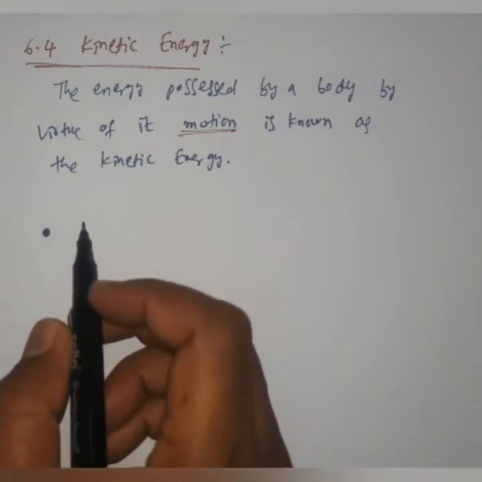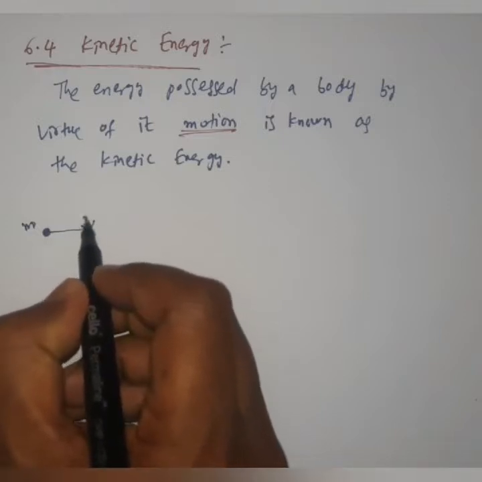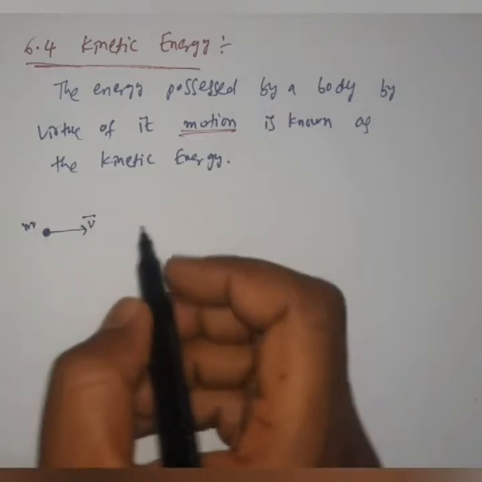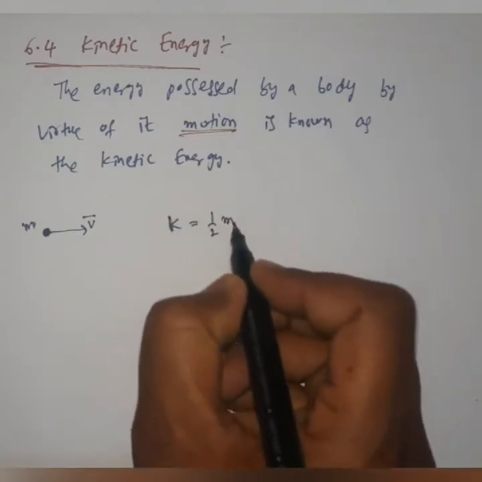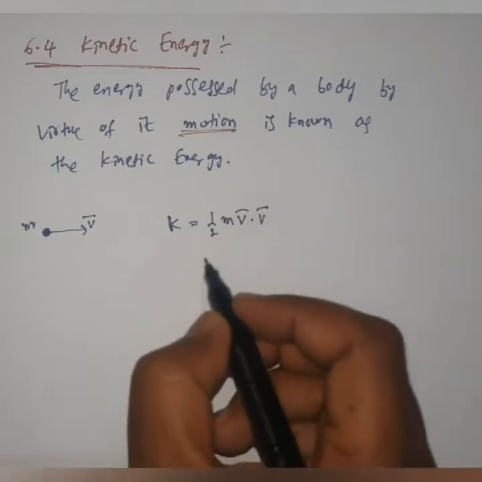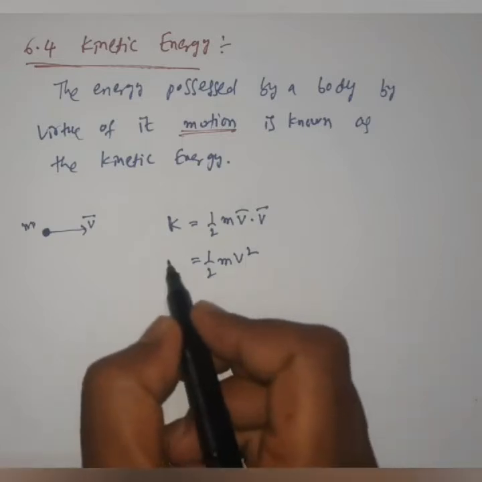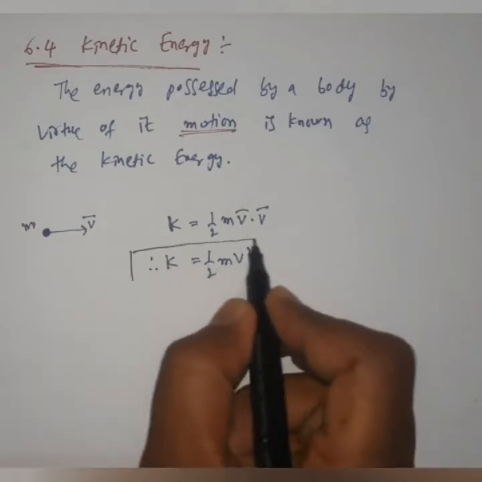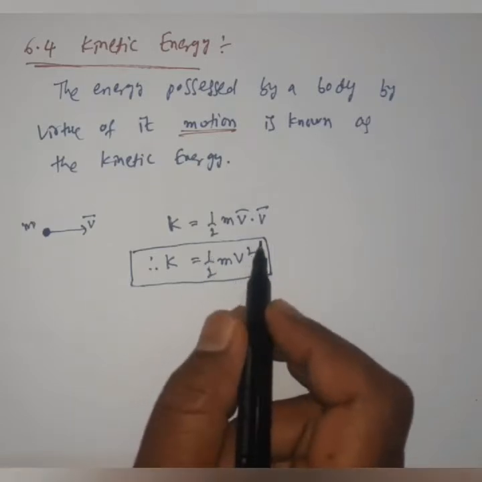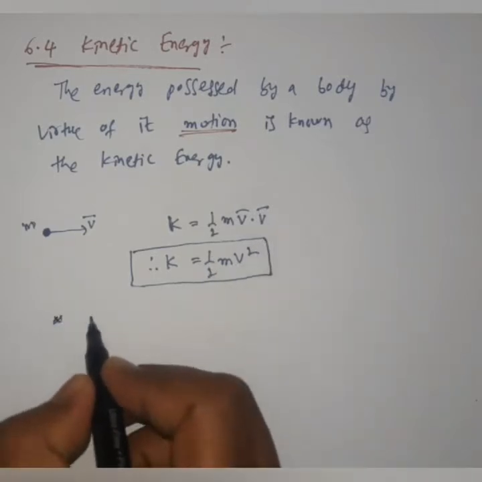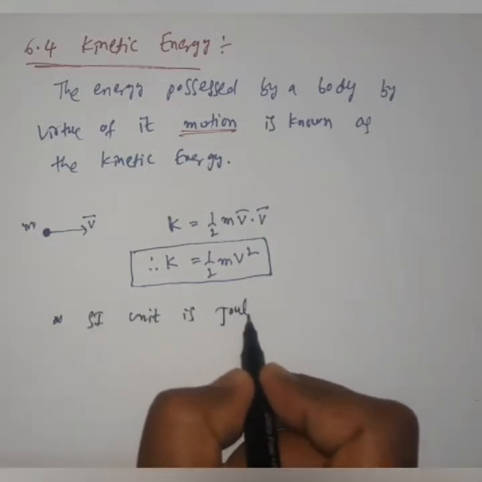If an object of mass m is moving with velocity v bar, its kinetic energy K is equal to 1 by 2 m v bar dot v bar, which is equal to v square. So the formula for kinetic energy is K is equal to half m v square. The SI unit for kinetic energy is joule.